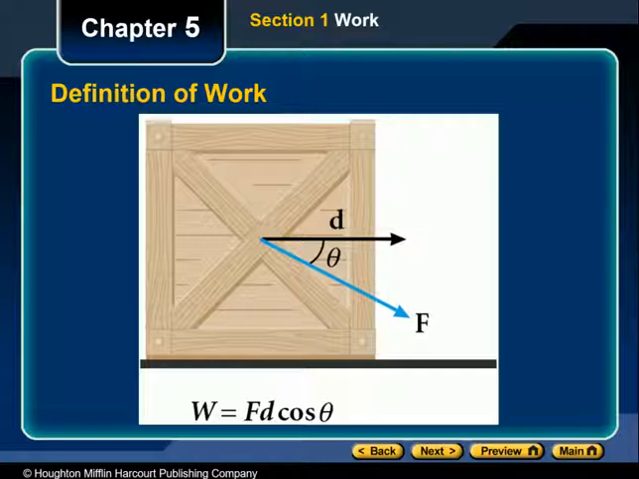If theta is equal to 0 degrees, then cosine of 0 degrees is equal to 1, and work is equal to force times displacement, which is the definition of work that was given earlier. If theta is equal to 90 degrees, however, then cosine of 90 degrees is 0, and therefore work is equal to 0. And no work is done on the bucket being carried by a student walking horizontally. The upward force exerted by the student to support the bucket is perpendicular to the displacement of the bucket, which results in no work done on the bucket.